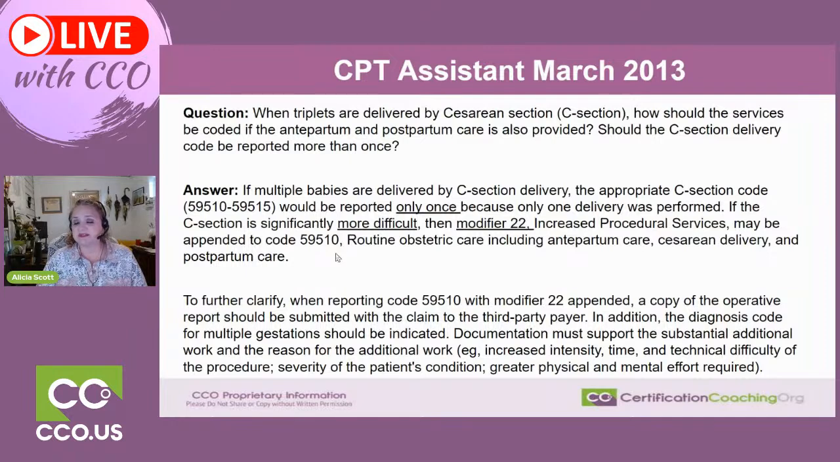Documentation must support the substantial additional work and the reason for the additional work, like examples of increased intensity, time, technical difficulty of the procedure, severity of the patient's condition, greater physical and mental effort required, et cetera, et cetera.